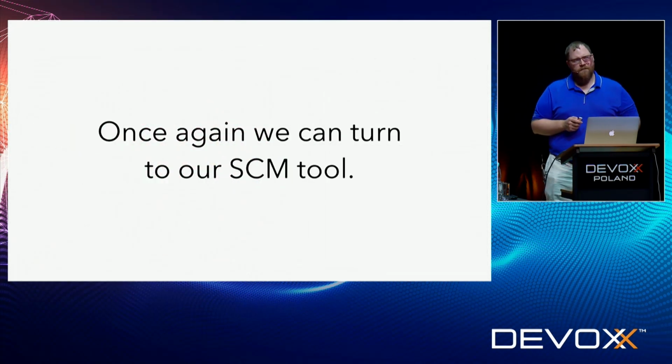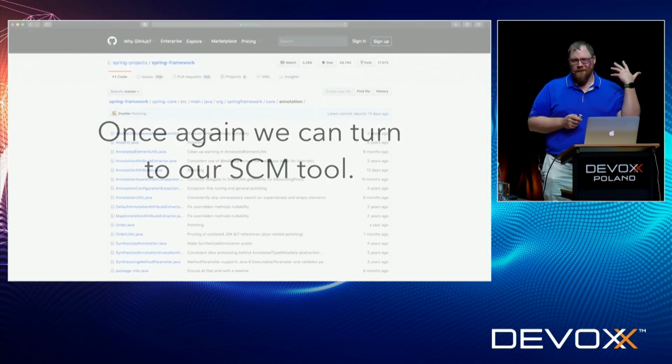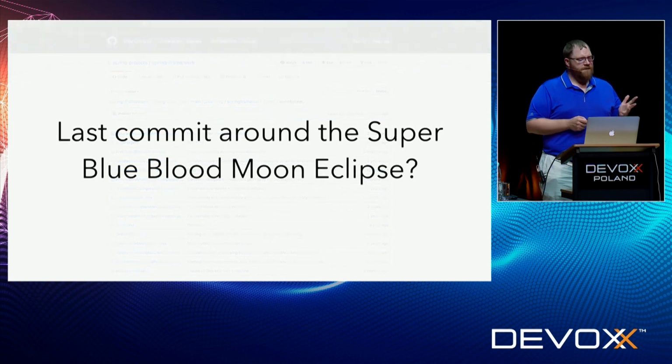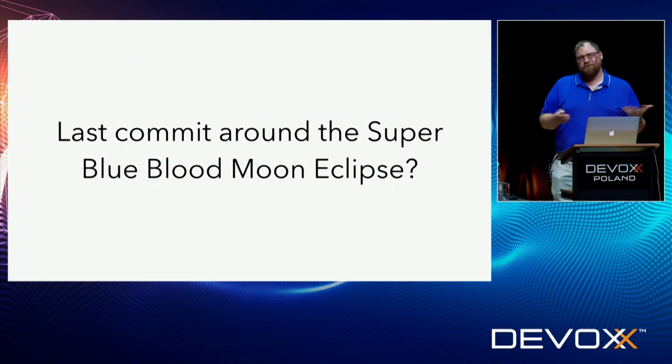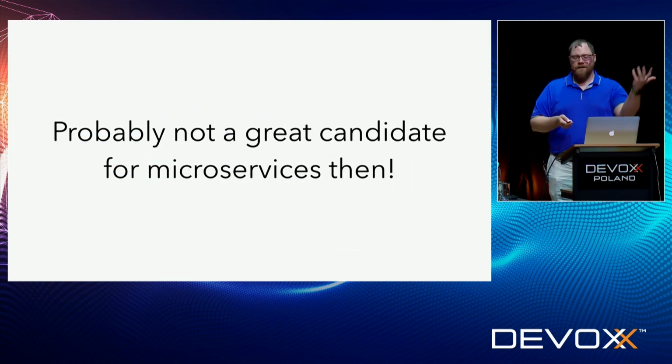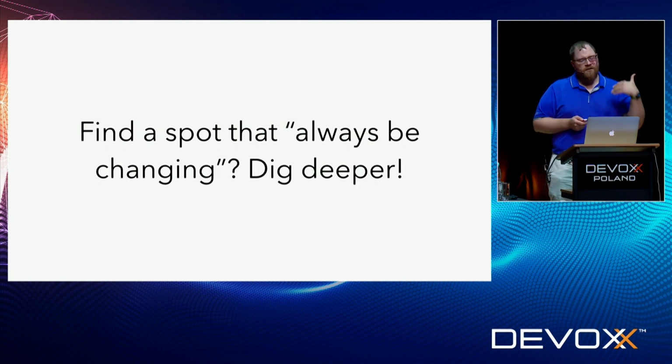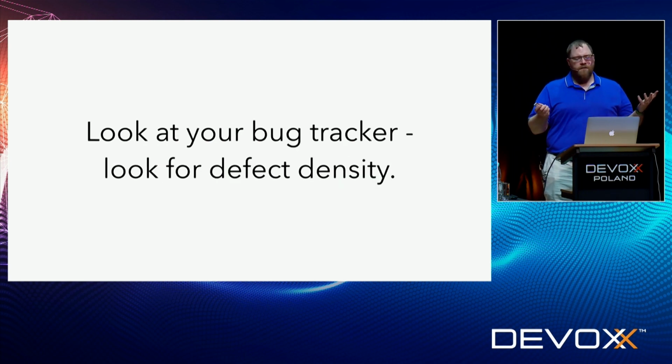Now, you don't have to use a tool like this. Again, your source code management tool can give you a lot of data. You can even look just simply at, when was the last commit on GitHub? If it was the last time we had one of those crazy super blue blood moon eclipses, well, that's probably not a good candidate for a microservice. If we find these things that are changing all the time, that's where we want to start doing some deeper investigation.